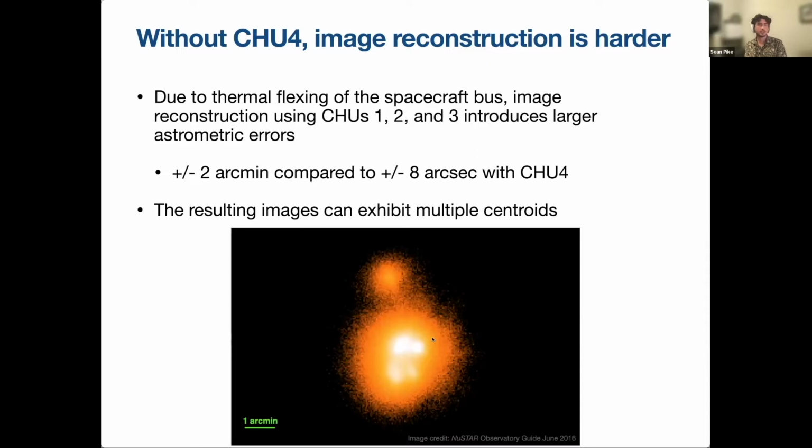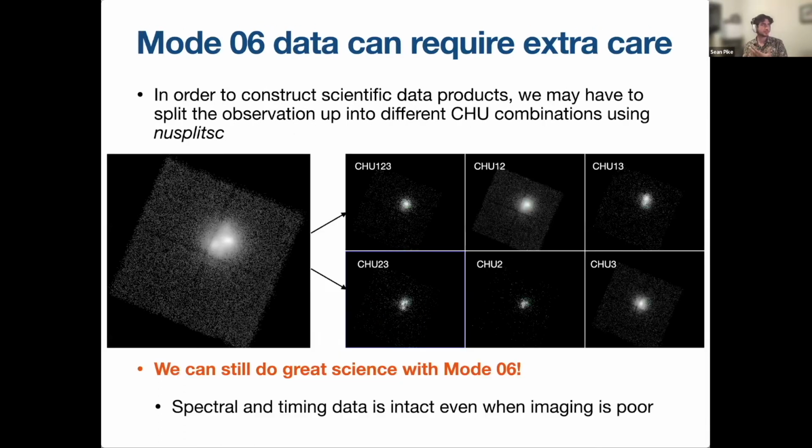And this is an example of a single source, not an extended source, not a group of sources or anything like that, that due to difficult image reconstruction with the star trackers on the spacecraft bus, is moving around the detector like that. And so because of this, mode 6 data requires a little extra care when we're handling it.